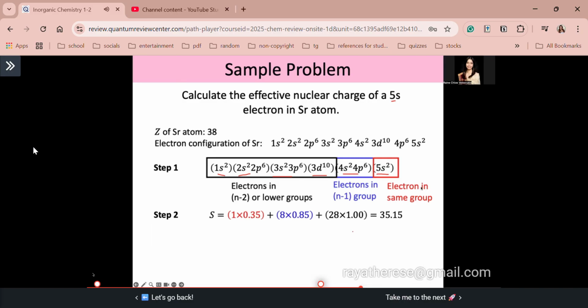Okay? So the value of the effective nuclear charge is equal to atomic number minus shielding constant is equal to 38 minus 35.15 is equal to 2.85. The effective nuclear charge of a 5s electron in strontium atom is 2.85.